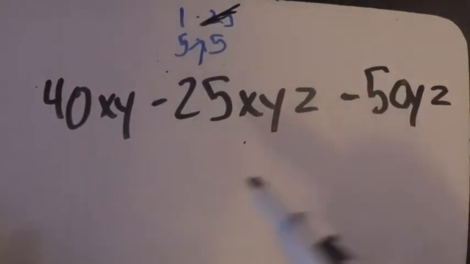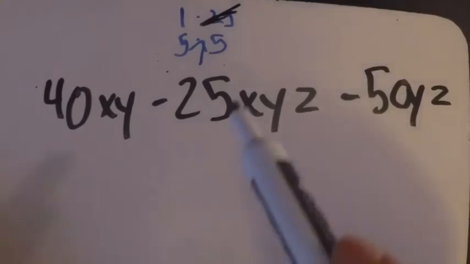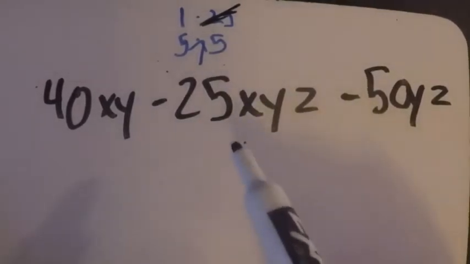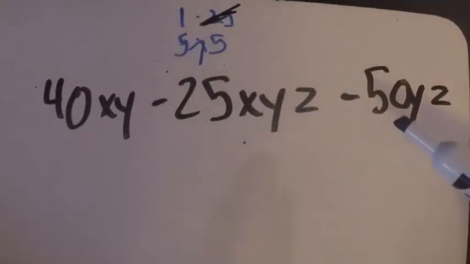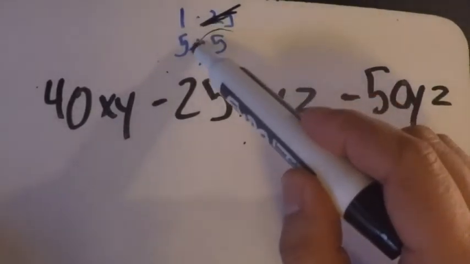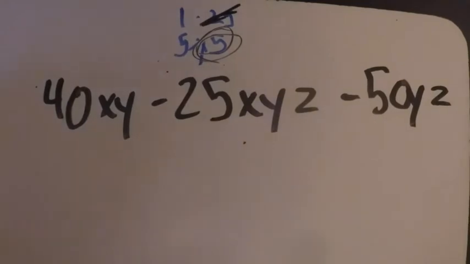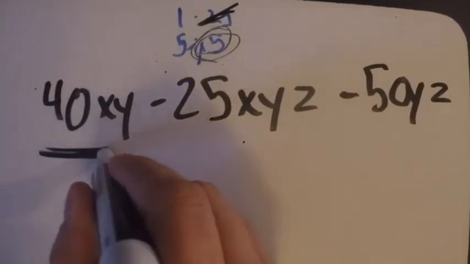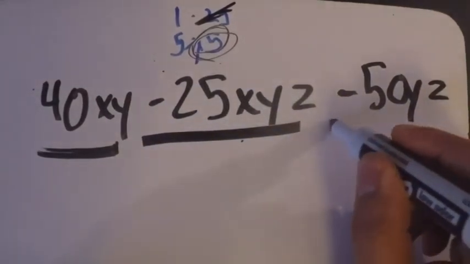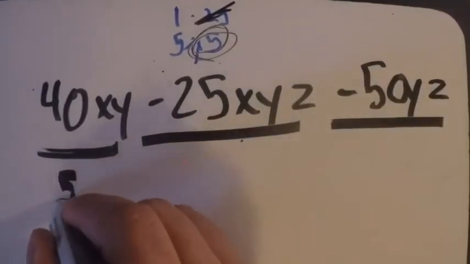Does 5 go into 40? Yes, it does. It goes in 8 times. 5 goes into 25, 5 times. And 5 goes into 50, 10 times. So 5 is going to be our greatest common factor. What that means is that we're going to start by dividing each of these terms by 5.